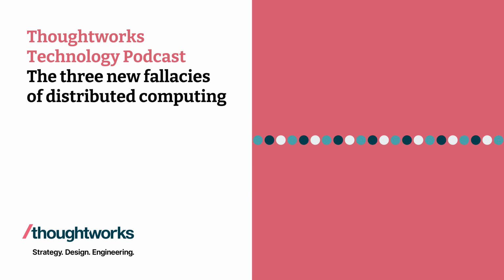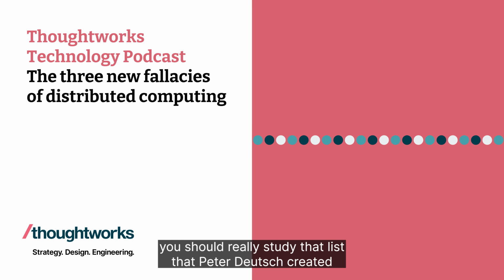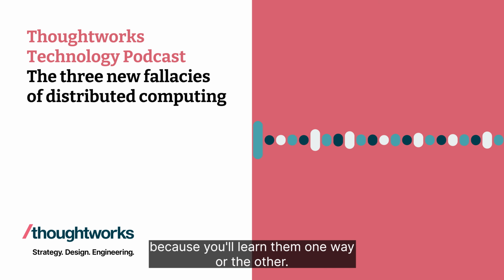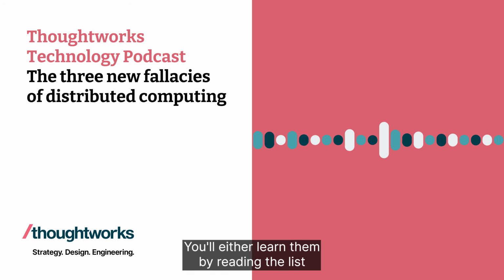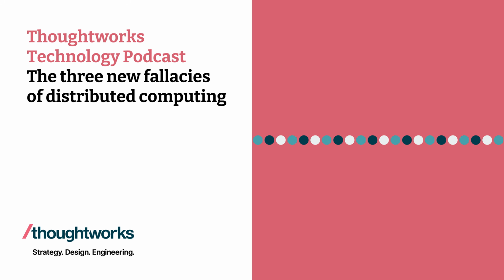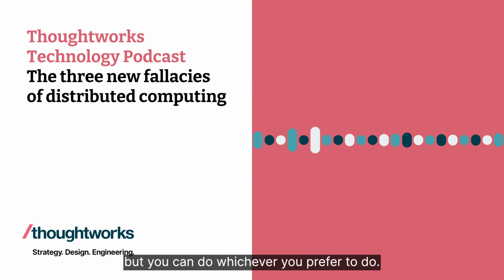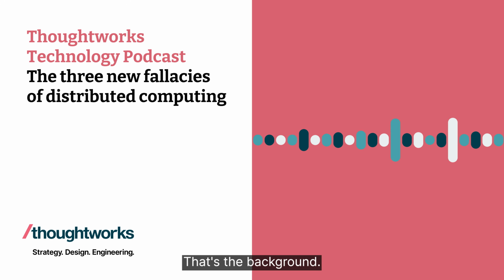I tell people that are new to distributed architectures, you should really study that list that Peter Deutsch created, because you'll learn them one way or the other. You'll either learn them by reading the list, or you'll painfully learn them one at a time as part of your professional career. I think reading the list is an easier way to learn them, but you can do whichever you prefer to do. And so that's the background.